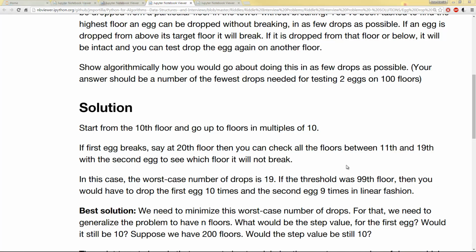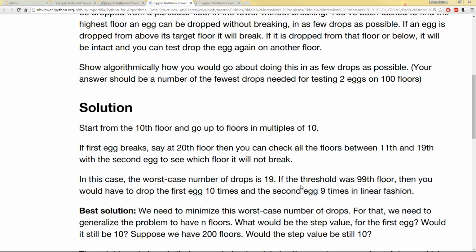In that simple example, remember we're kind of looking at subproblems right now, that worst case number of drops is 19. If the threshold was the 99th floor, then you would have to drop the first egg 10 times and the second egg 9 times in a linear fashion.